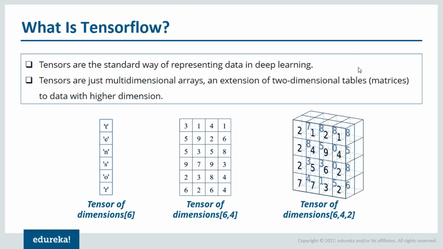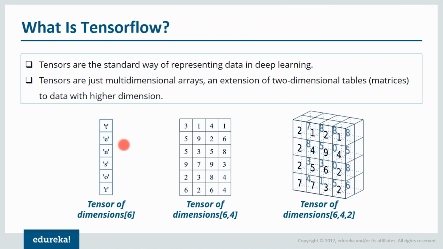Now, what is TensorFlow? As I've told you earlier as well, we use this TensorFlow library in order to implement deep learning models. And the way the data is represented in a deep learning model is called tensors. Now, what are tensors? Tensors are just multi-dimensional arrays, or you can say an extension of two-dimensional tables, matrices, to data with higher dimensions. Now let me explain to you with the examples that are there in front of your screen.